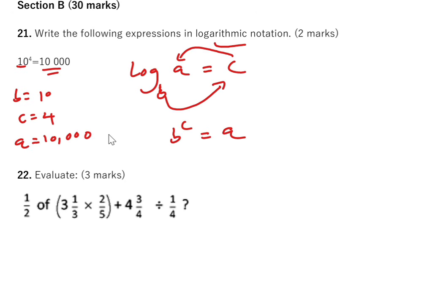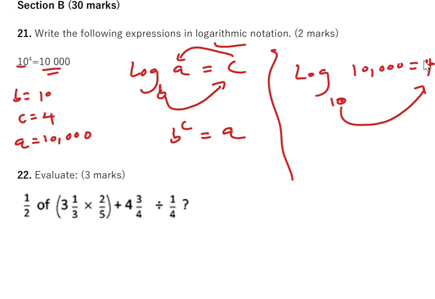Then I can just write, then I can say it is log of B. What is B? B, it is base 10. And then what is A? 10,000 is equals to, what is the constant? It is equals to 4. So when you change, you can see 10 raised to 4 is equals to 10,000. That is true. 10 raised to 4 is equals to 10,000. And therefore, that is the answer to number 21.